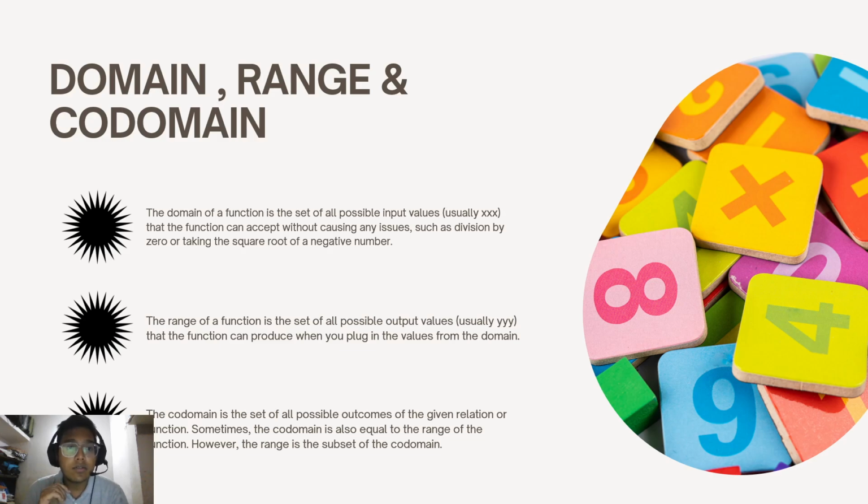Okay, and last but not the least, the codomain is the set of all possible outcomes of a given relation of a function. Sometimes the codomain is equal to the range of the function, however the range is a subset of the codomain. So basically the domain has the input values, the range is whatever the possible values of the output are, and the codomain is all the possible outcomes given by the relation. That's it for the basic explanation, right?